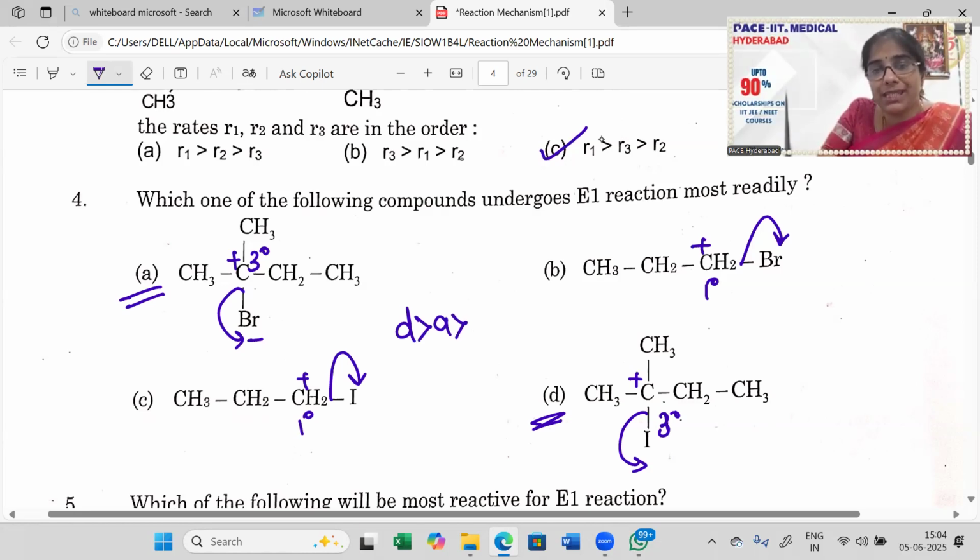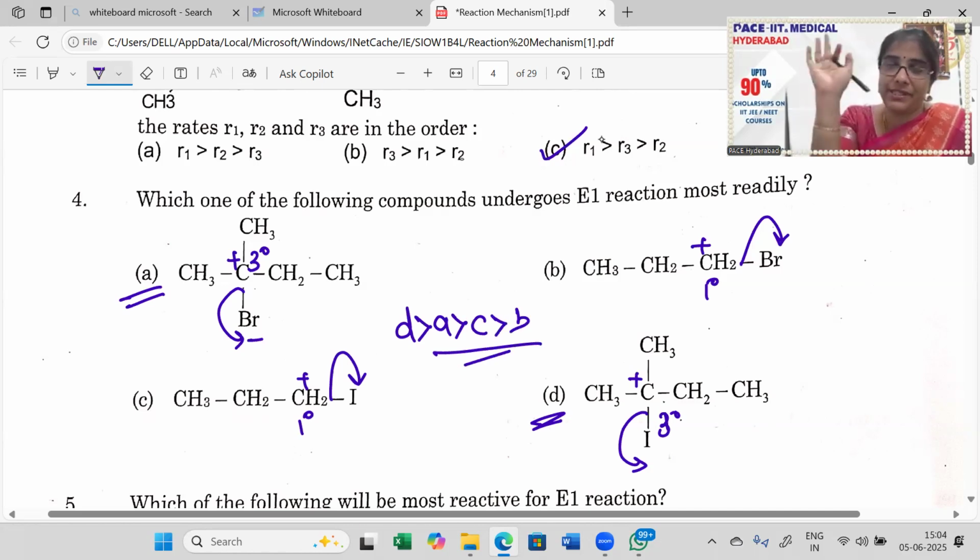Then coming up to C and B, both are 1 degree, right? You have iodine, a better leaving group, which is C. Then your B, then bromine leaves, right? So a bigger group, electronegative group will move out easily. That is a better leaving group.